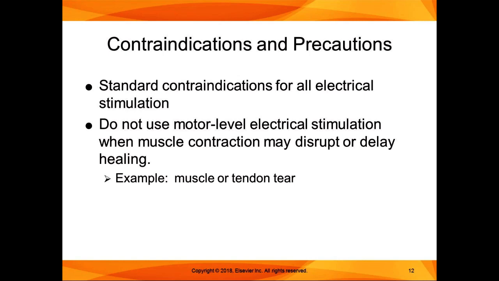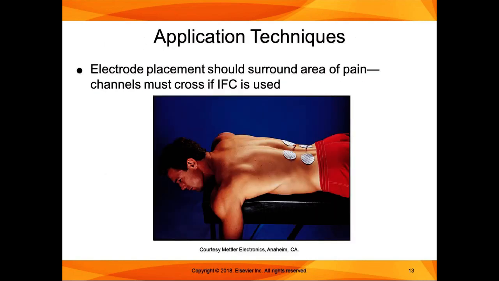So contraindications and precautions are the same ones that we've talked about for all electrical stimulation. Additionally, you do not want to use motor level electrical stim when muscle contraction may disrupt or delay healing, such as a muscle or tendon tear. You could use the high rate TENS, but you don't want to use motor level electrical stim. So the electrode placement usually is done to surround the area of pain.